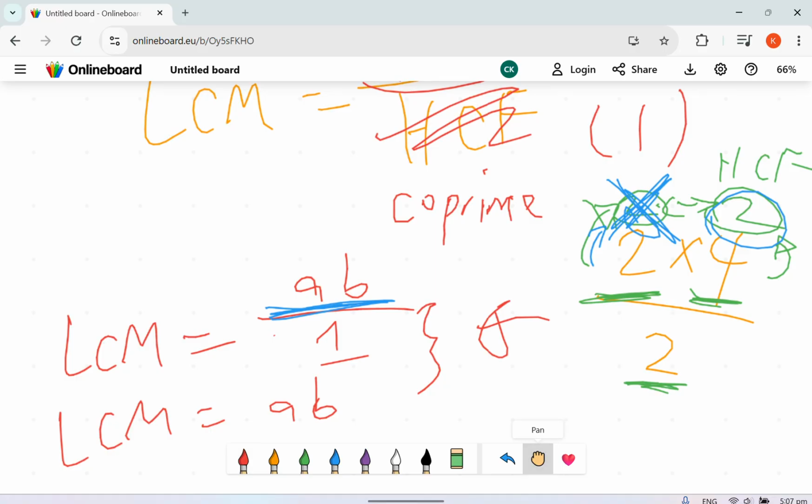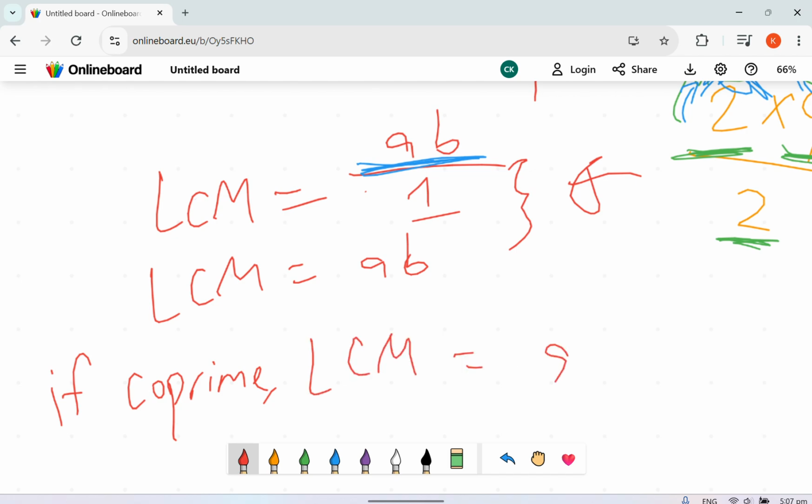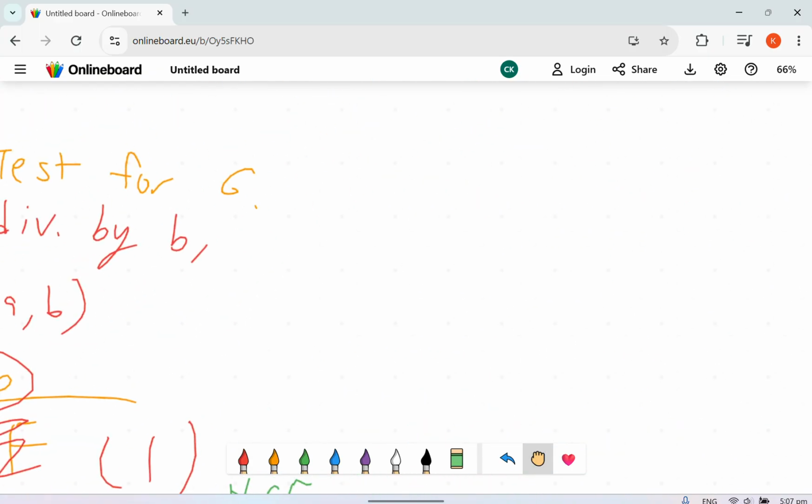Right? So notice how if it's co-prime, that means HCF is 1. And if HCF is 1, that means LCM equals AB. It's all like a chain reaction. If it's co-prime, HCF is 1. And if HCF is 1, LCM will equal the product, which is just AB. Now, back to this. Back to why 2 and 3, 2, 3, 6, and 2, 4, 8.